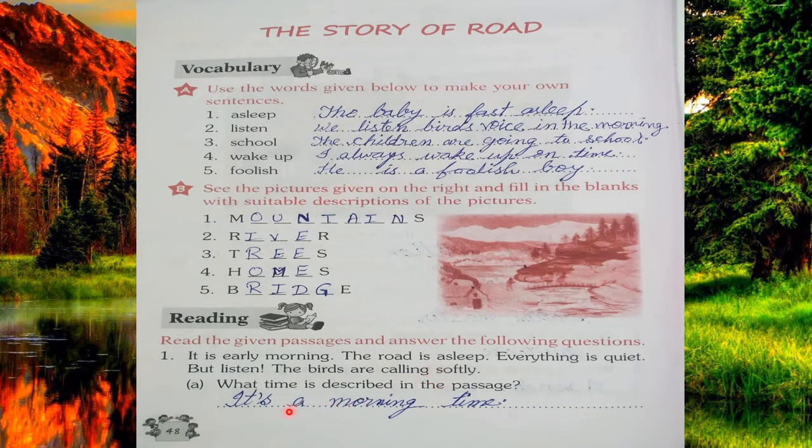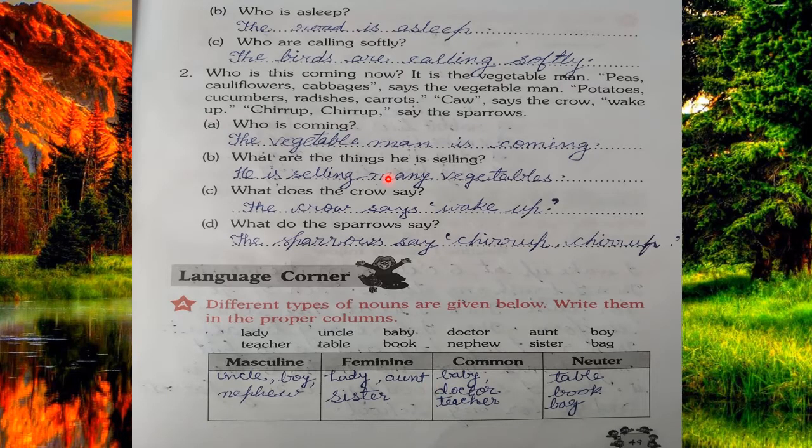Now come to the questions. What time is described in the passage? Here you can see it's the morning time. What's the time? Morning time. Next question is, who is asleep? The road is asleep, okay. Who is asleep? Road is asleep. Next, who are calling softly? The birds are calling softly, okay. So this passage is done.